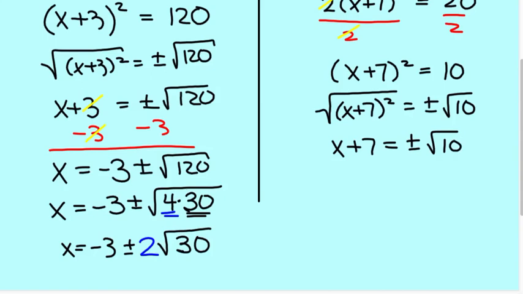And then last step is to subtract 7 from both sides. x equals negative 7 plus or minus the square root of 10.